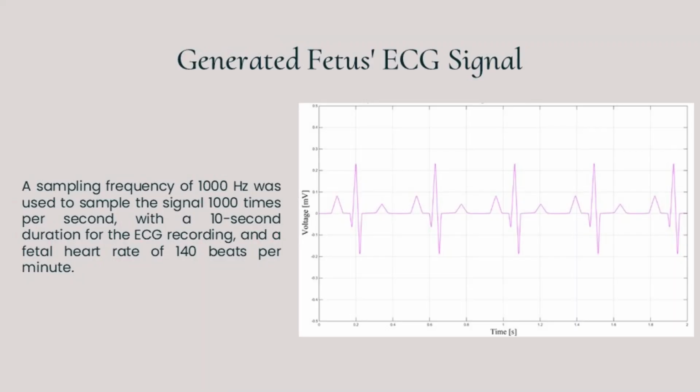On this figure, you can see the sampling frequency, which refers to the number of samples taken per unit time. In this case, a sampling frequency of 1000 Hz was used, meaning that the signal was sampled 1000 times per second. The duration of the signal was set to 10 seconds, which is a typical length for ECG recordings. The fetal heart rate was set to 140 beats per minute, a common value for a healthy fetus.